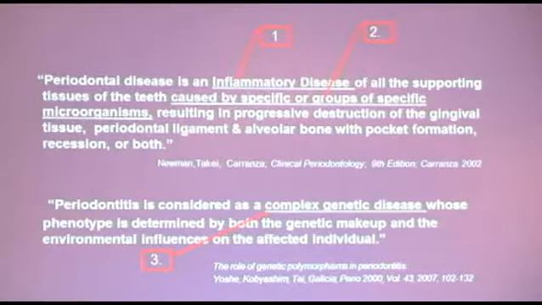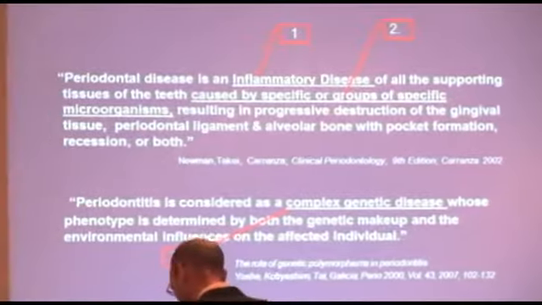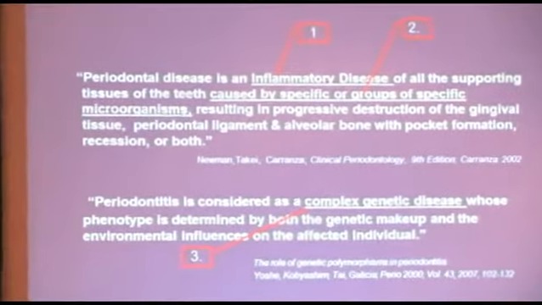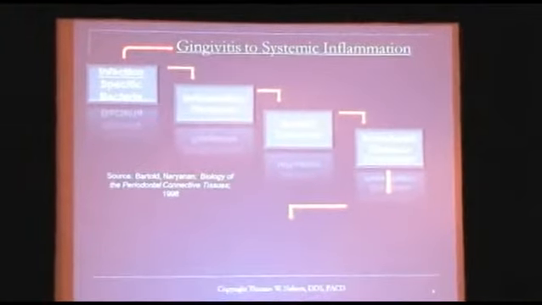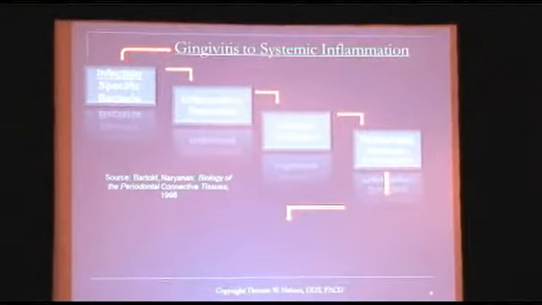And the third component is that periodontal diseases, in particular periodontitis, is considered a complex genetic disease whose phenotype is affected by both the genetic makeup and the environmental influences on the individual. Now, as we look at this definition, we need to make it very usable. And this is where we are today in our understanding of periodontal disease.